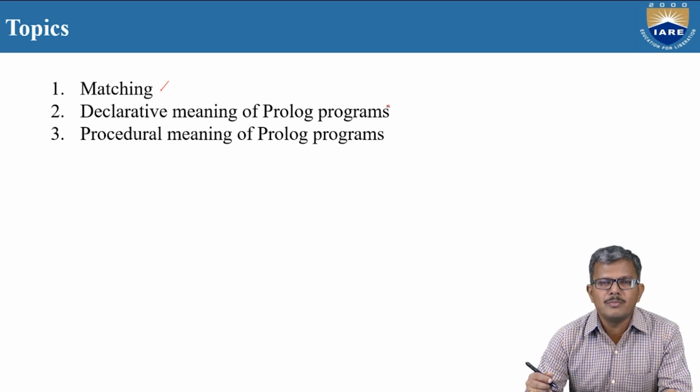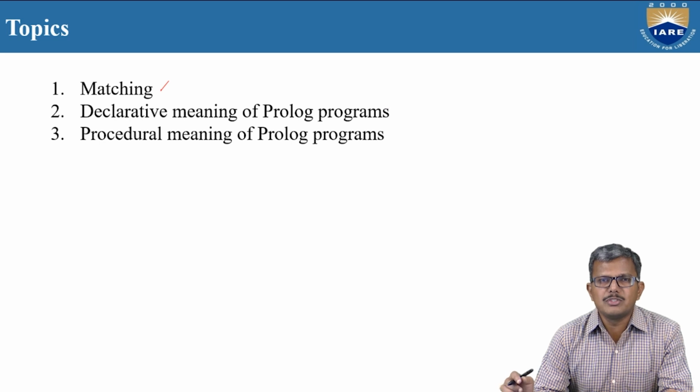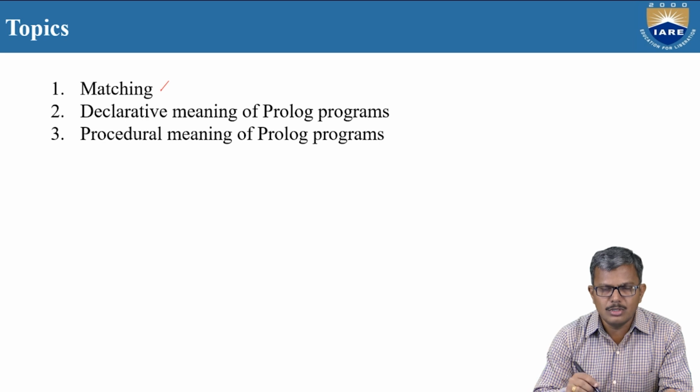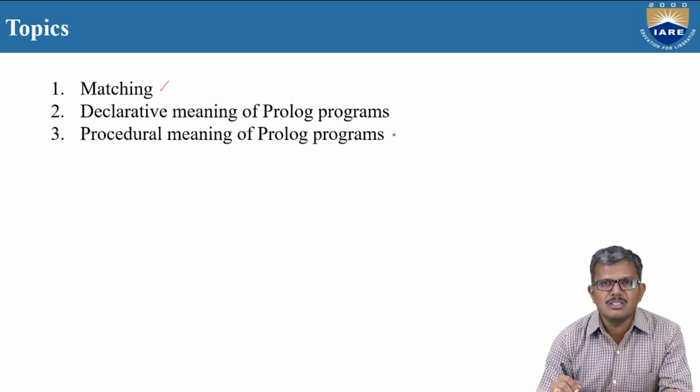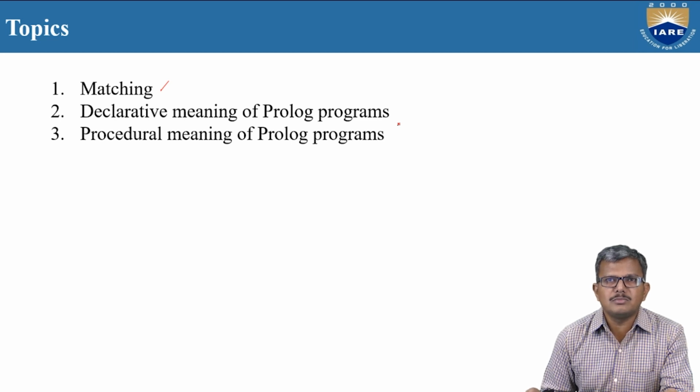If you take any Prolog program, there are specifically two main ways in which we can understand its meaning: one is called declarative and the other is called procedural. After completing the matching concept, we will see these different kinds of meanings in Prolog programs, and how these two meanings differ from each other. So let us directly move into the concept.